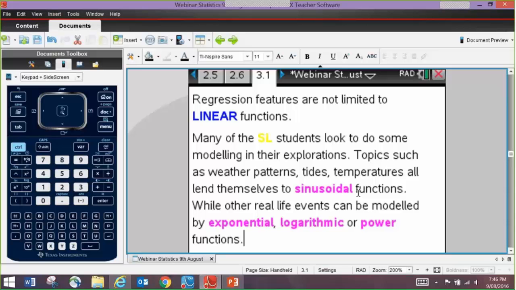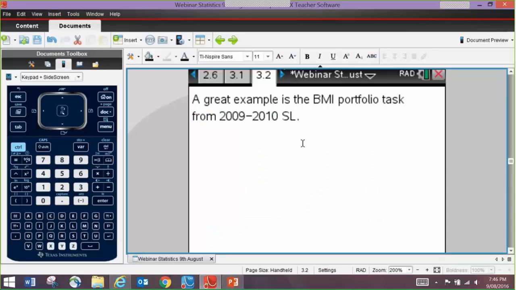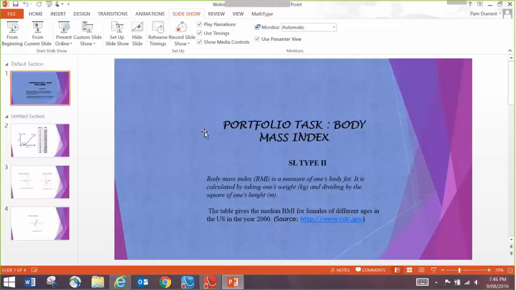But with the experience of my students doing their explorations, many of them used exponential, logarithmic or power functions as a way to model some data. One of the data sets that's really neat is the body mass index portfolio task from a few years ago. I know they're hard to come by, the old portfolio tasks. So I have included this PowerPoint for you which has the data, so you can download that.